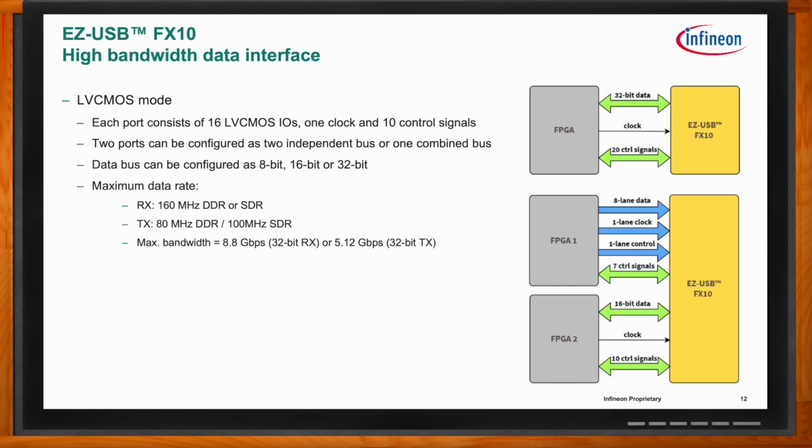If you want the maximum performance, also consider bidirectional transfer. Then you can combine 2 ports into 1, leveraging 32-bit data in both directions. However, the clock for the data on the receiving side can support a higher clock rate of 160 megahertz, and with DDR, it can get a total of 32 bits up to 10 gigabit of performance. But on the transmitter clock, we can only support half of the speed. So 80 megahertz DDR will give you a maximum performance of 5.12 gigabit per second.